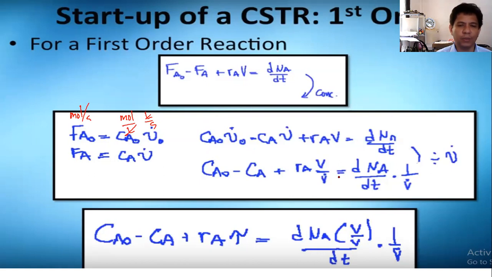Basically, we're just going to divide this by the volumetric flow rate. If we assume that these two flow rates are equal, they cancel. So you have C_A0 minus C_A plus r_A V over v equals dN_A/dt times 1 over v. V over v is simply equal to the residence time, tau. So in this equation we have C_A0 minus C_A plus r_A times the residence time.